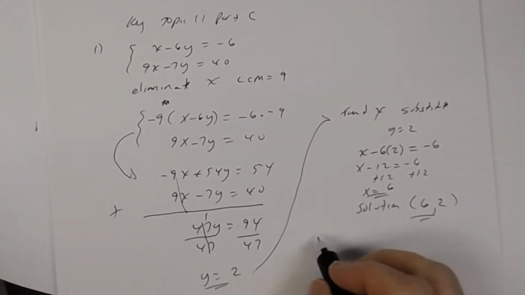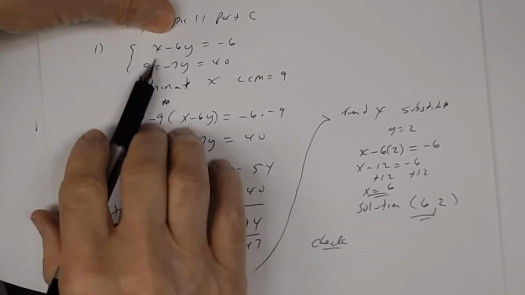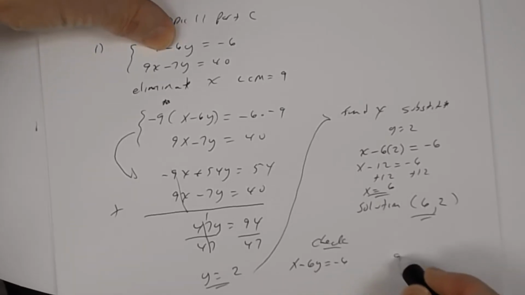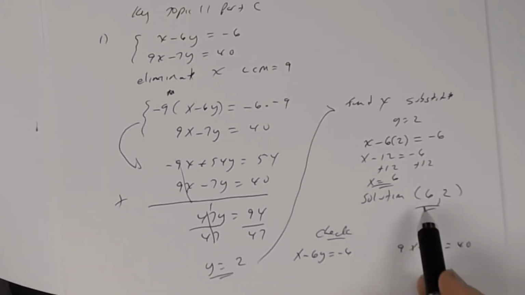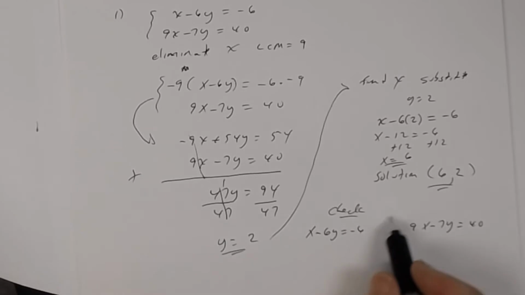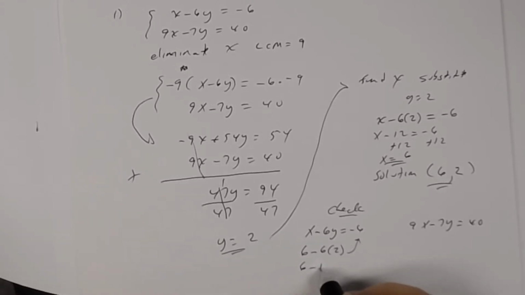And you can always check, just like we did before. So let's just check both equations in the original. So I have x minus 6y equal negative 6, and I have 9x minus 7y equal 40. And so all you do is in place of x, you substitute 6, and in place of y, you substitute 2. So here's what we get. 6 minus 6 times 2, I want to see that's equal to negative 6. So 6 minus 12 is equal to negative 6.